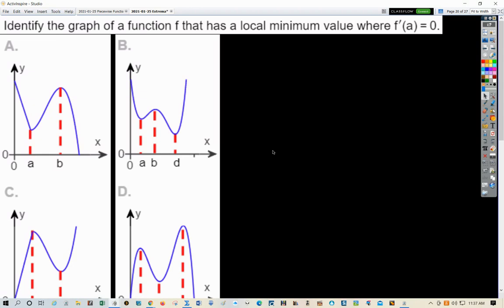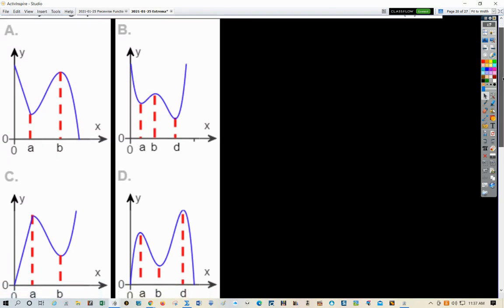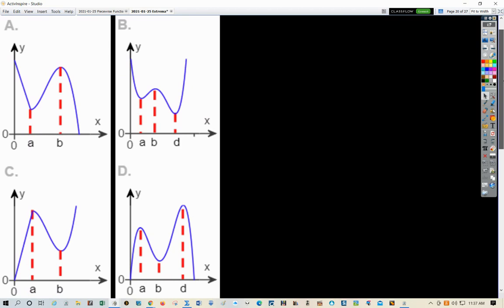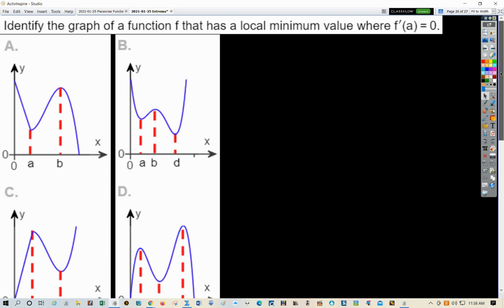Okay, so identify the graph here that has a local minimum value where f prime of A equals 0: A, B, C, or D. So give me a 1, 2, 3, or 4 with your fingers on this one. We're looking for the place where it has a local minimum where f prime of A is equal to 0. What does that mean for us? F prime of A equals 0.